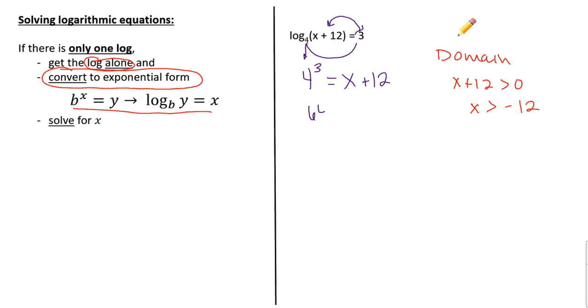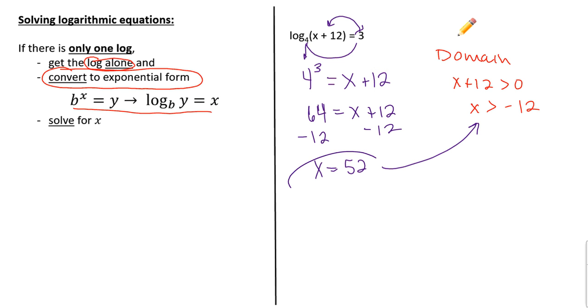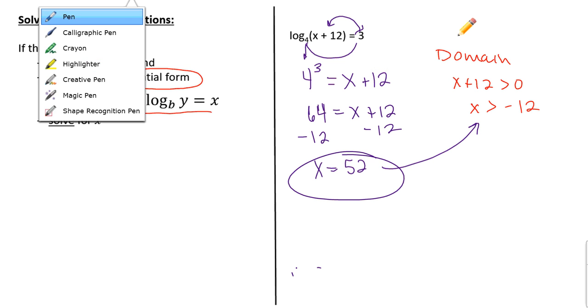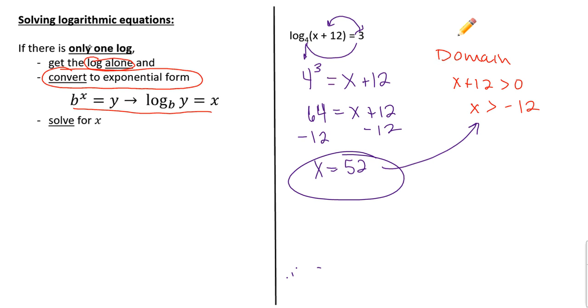4 to the third, that's 64. Finish solving. Whoops, minus, not divide. Looks like x is equal to 52. Now check. Is it greater than negative 12? Yes, that's it. That's not an extraneous solution. So this works when there's only one log. Only one log would you use this.